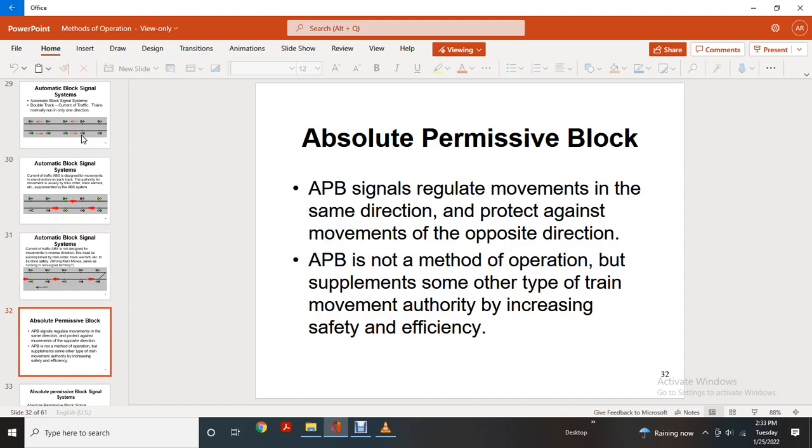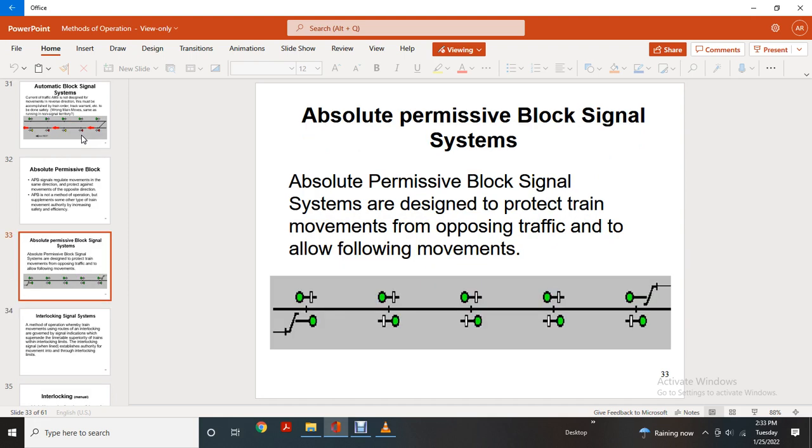Absolute permissive block signals regulate movements in the same direction and provide protection for movements in the opposite direction. Absolute permissive block is not a method of operation, but a supplement to some other type of movement authority, increasing safety and efficiency. The absolute permissive block signal system is designed to protect train movements against opposing traffic and all following movements.